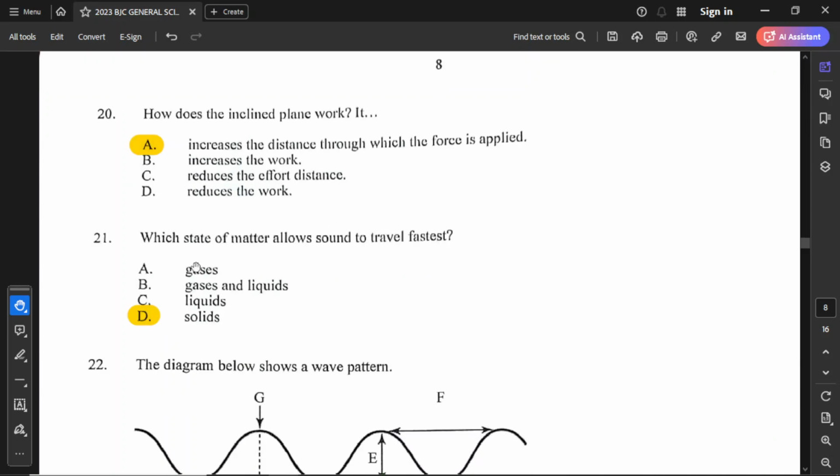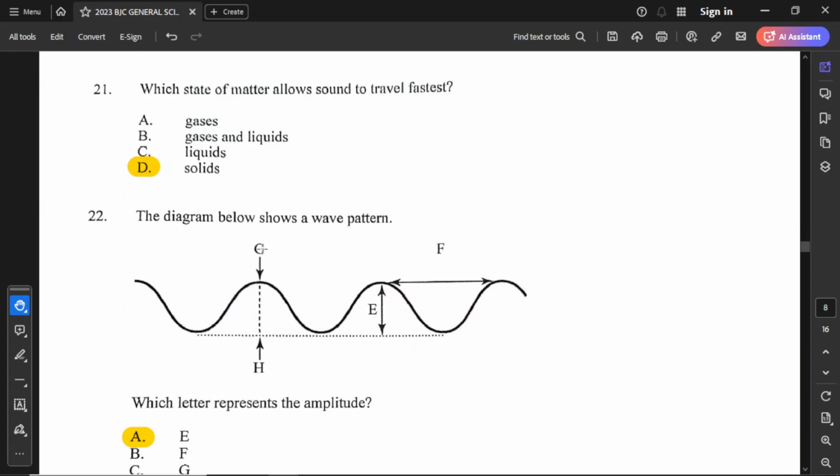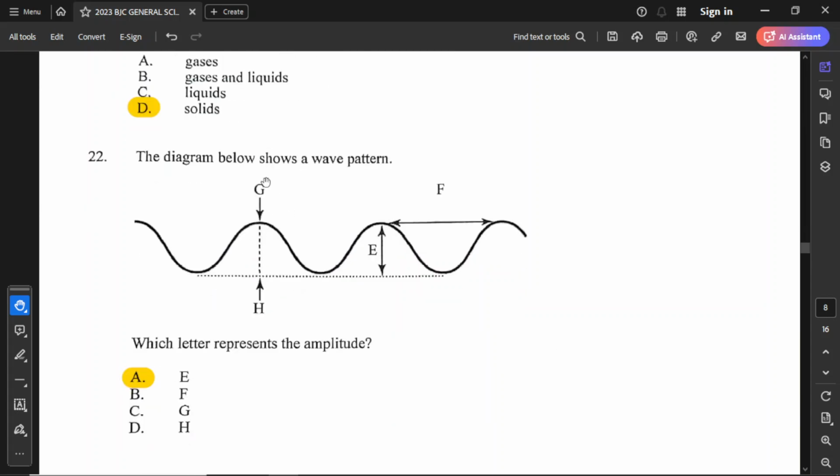21, it said, which state of matter allows sound to travel the fastest? And that is definitely solids, all right? Sound is vibrations, because vibration goes through solids much faster than the other states. 22, the diagram below shows a wave pattern.